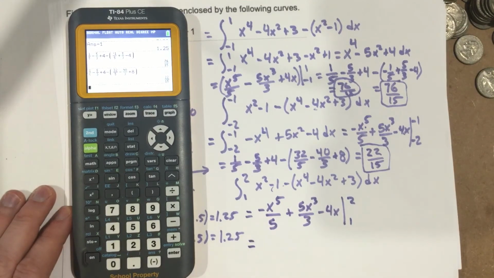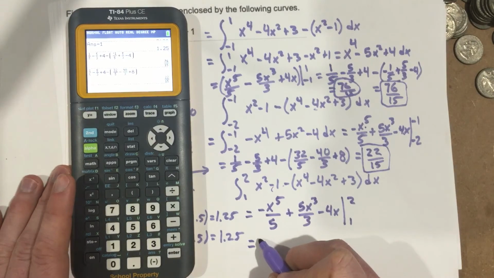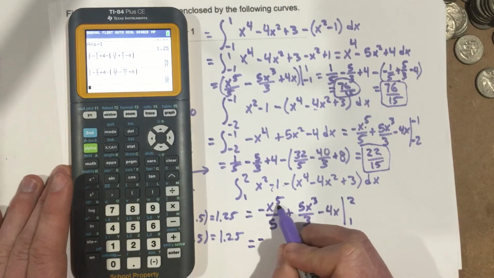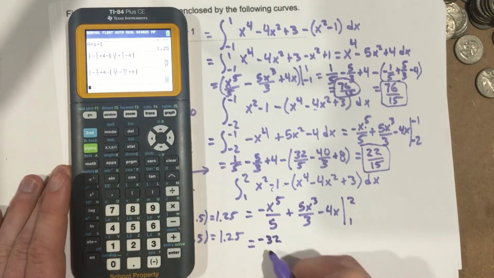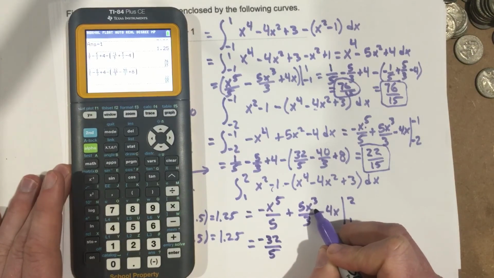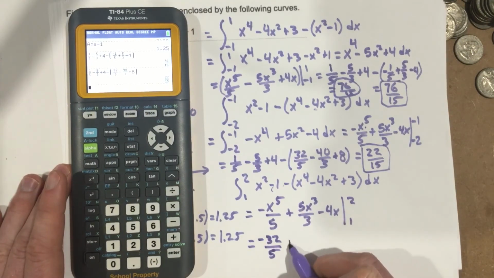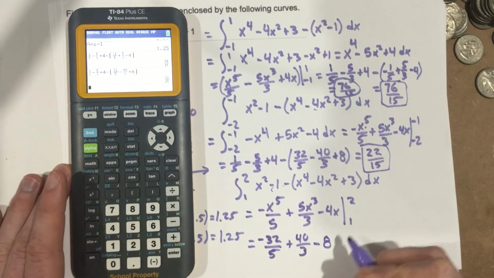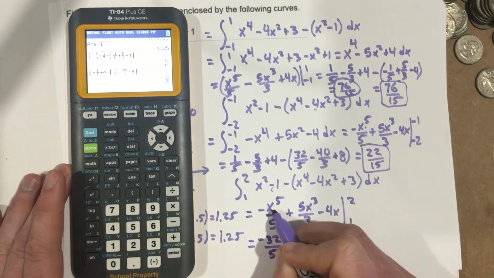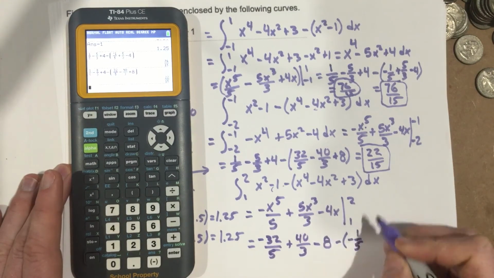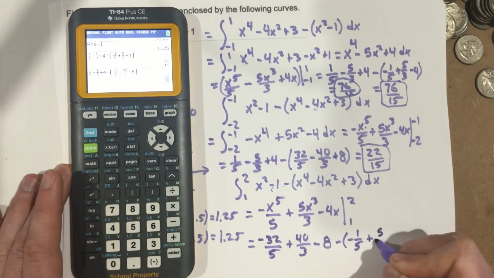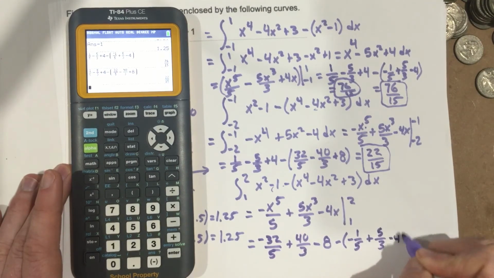Okay, we plug those in, and this is going to be negative 2 to the 5th is 32 over 5. 2 cubed is going to be 8, so we end up with plus 40 over 3 minus 8. Minus, I plug in 1, I get negative 1/5 plus 5/3 minus 4.